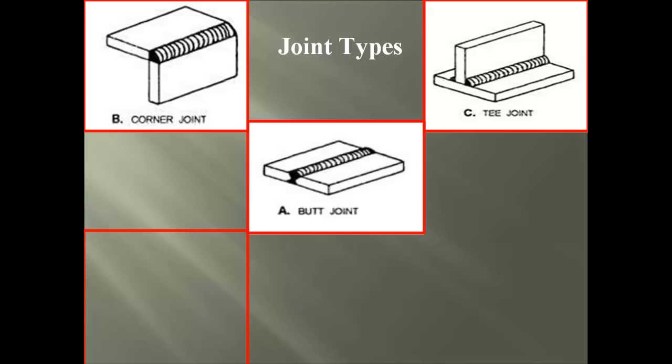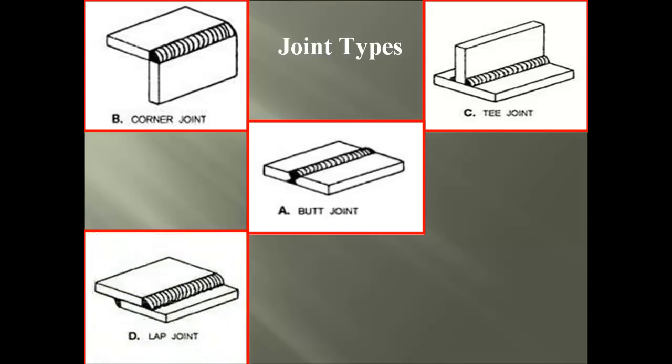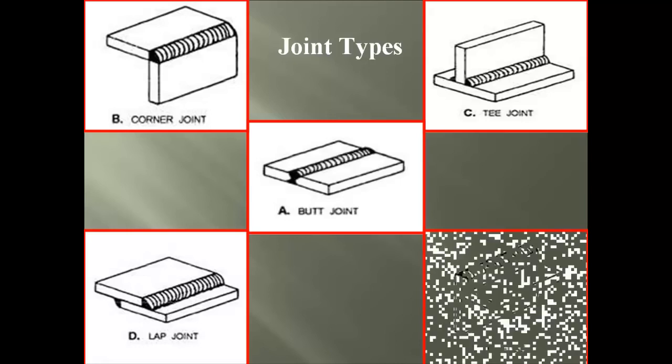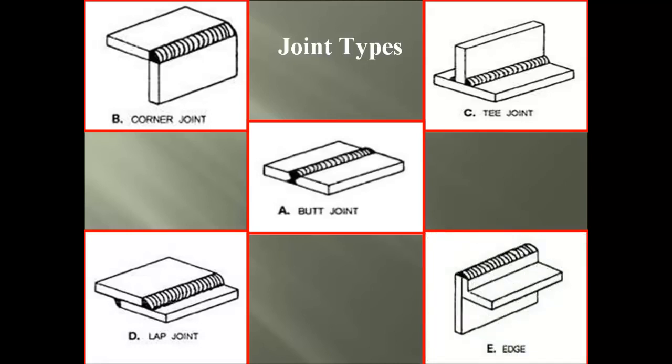The fourth joint is the lap, where one plate is laid on top of the other, in which the weld can be placed on either end of the plates. And to close this topic is the edge, where the 2 plates can be placed together or separated on an angle, but the weld is usually placed on the edge of the plates.